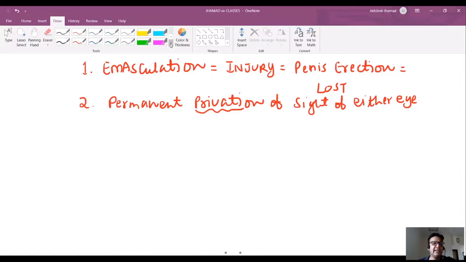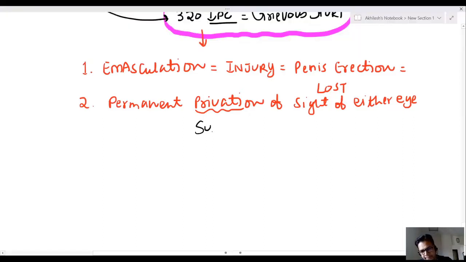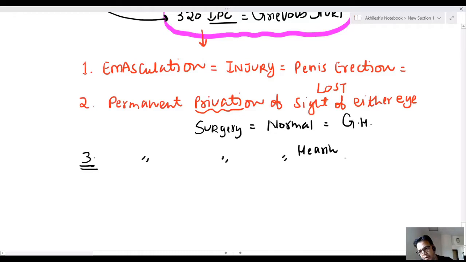Sir, even if your eyesight is lost, you go for surgery, and after surgery your eyesight is normal, still it will be a grievous hurt. Why? Because surgical recovery is not a permanent recovery. It is a temporary recovery, or just an artificial recovery. So it is permanent privation of sight of either eye, permanent privation of hearing of either ear. So eyesight function is lost somehow, ear function is lost somehow.